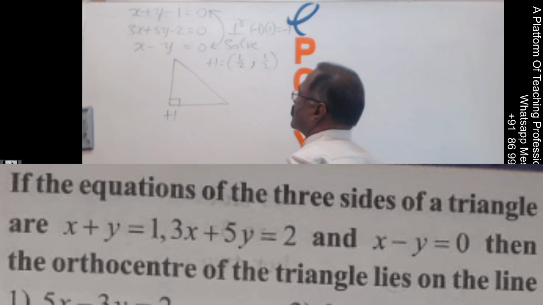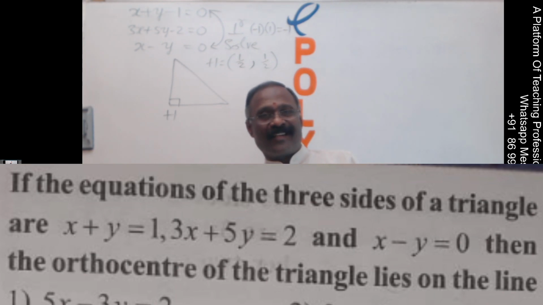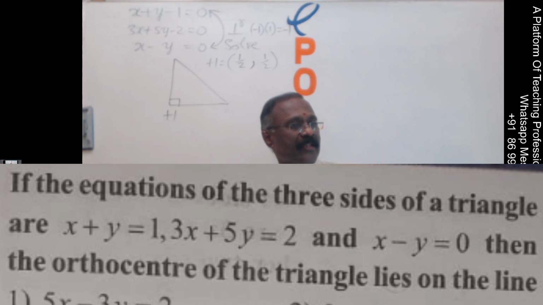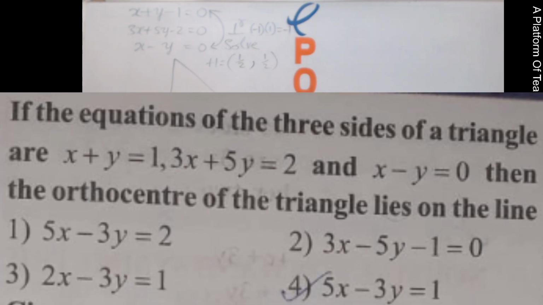H is the orthocenter because it is a right angle triangle. Now it lies on the line, he is saying. Just check the options. 5x minus 3y is equal to 2, option A. 5 by 2 minus 3 by 2 is not equal to 2. It is 1. So it is not the answer.